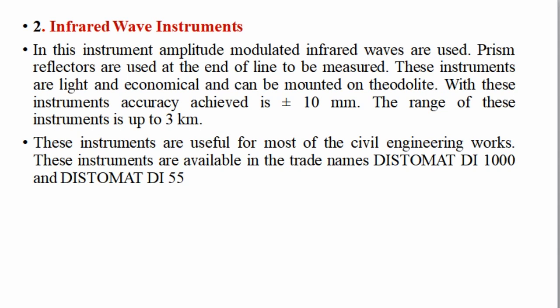With these instruments, accuracy is up to plus or minus 10 mm. The range of these instruments is up to 3 kilometers. The most commonly used ones in civil engineering are the Distomat DI 1000 and Distomat DI 55. So, these instruments are named according to their trade name.